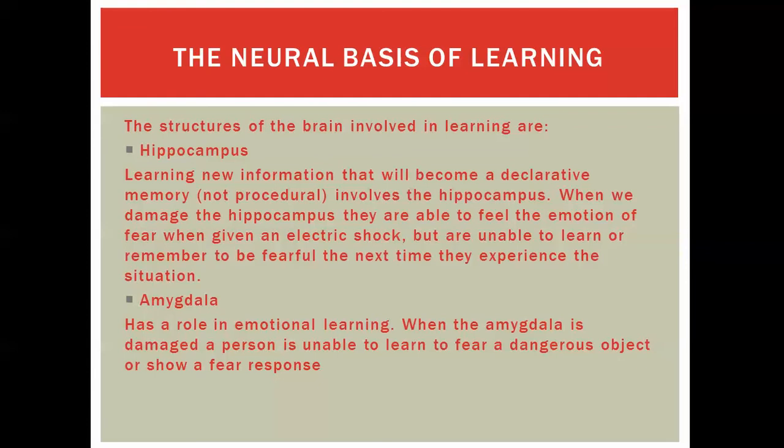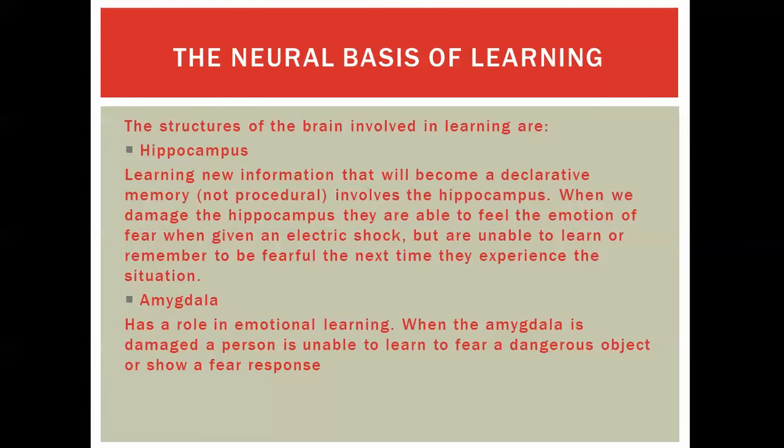The amygdala is very similar to the hippocampus, except it's more talking about the emotions involved in learning. So again, the person who learns to fear an object, they won't have that same fear response if their amygdala is actually damaged. So both the hippocampus and the amygdala are involved in learning in very similar ways.